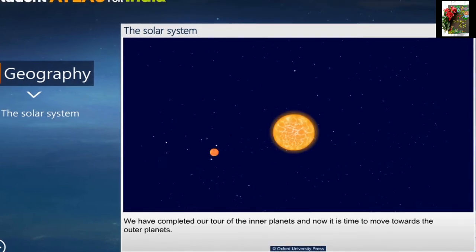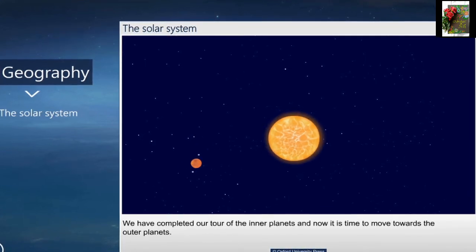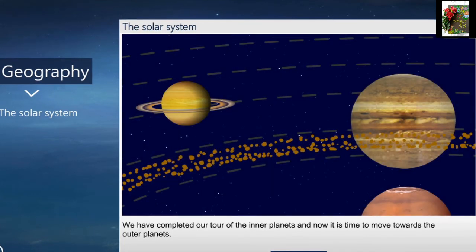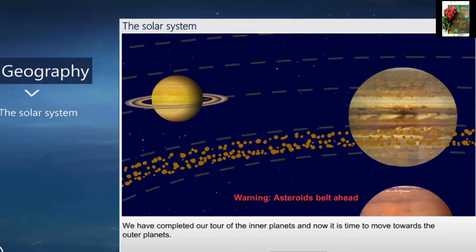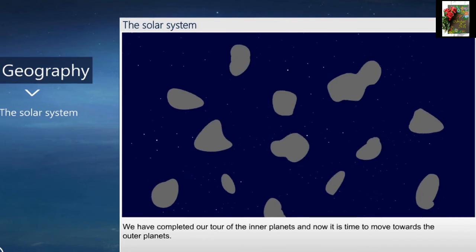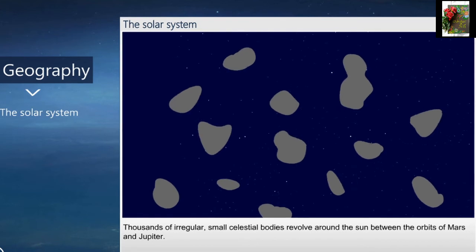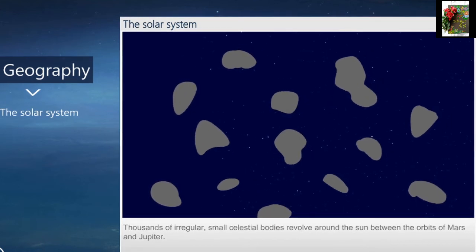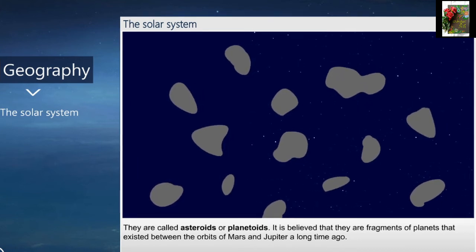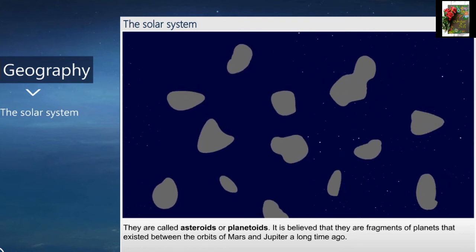We completed our tour of the inner planets, and now it is time to move towards the outer planets. Warning: asteroid belt ahead. Thousands of irregular small celestial bodies revolve around the Sun between the orbits of Mars and Jupiter. They are called asteroids or planetoids. It is believed that they are fragments of planets that existed between the orbits of Mars and Jupiter a long time ago.